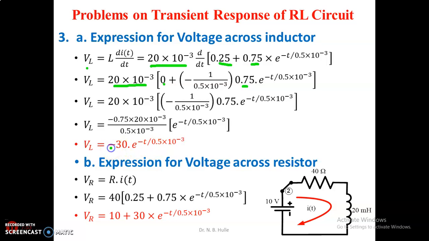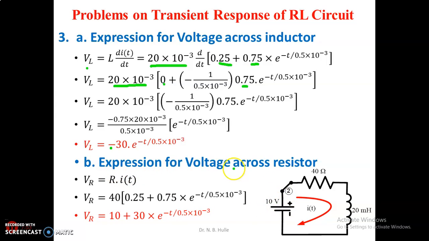This minus sign indicates that the current in the circuit before switching is higher than after switching. That's why di is negative, and it is similar to the discharging case, because the applied voltage before switching is 40 volt and the applied voltage after switching is 10 volt. That's why its value is something like that.